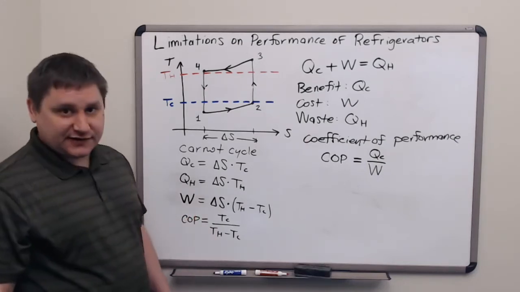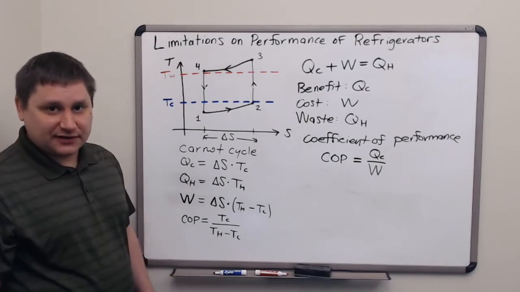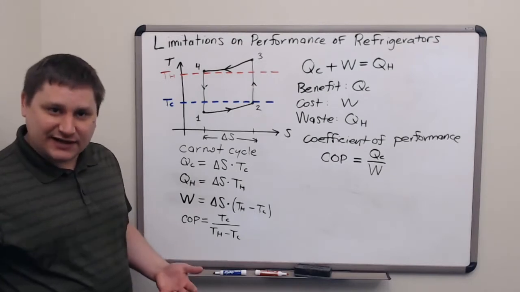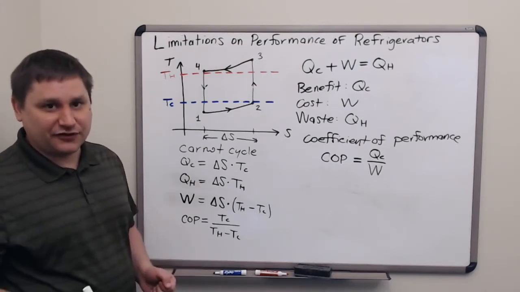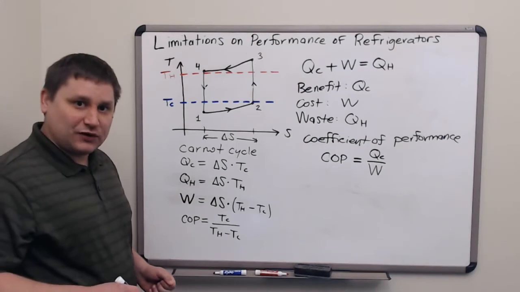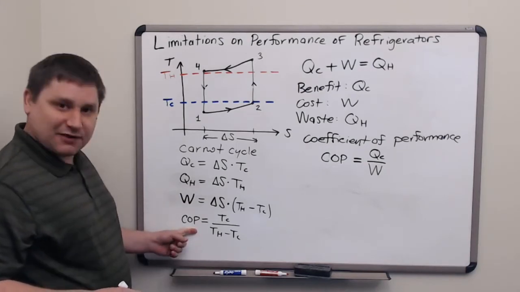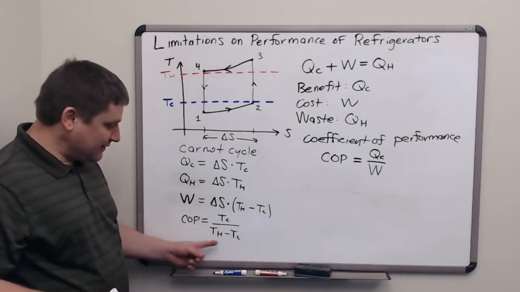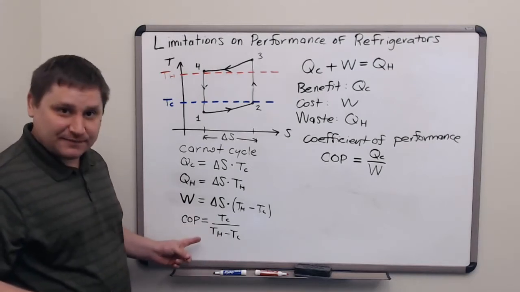So the situation is similar to what it was for the heat engine. The Carnot cycle gives us a limit about the best possible heat engine or the best possible refrigerator. In fact, in a moment, we'll prove that the maximum coefficient of performance for any refrigeration cycle is limited to be less than this value.